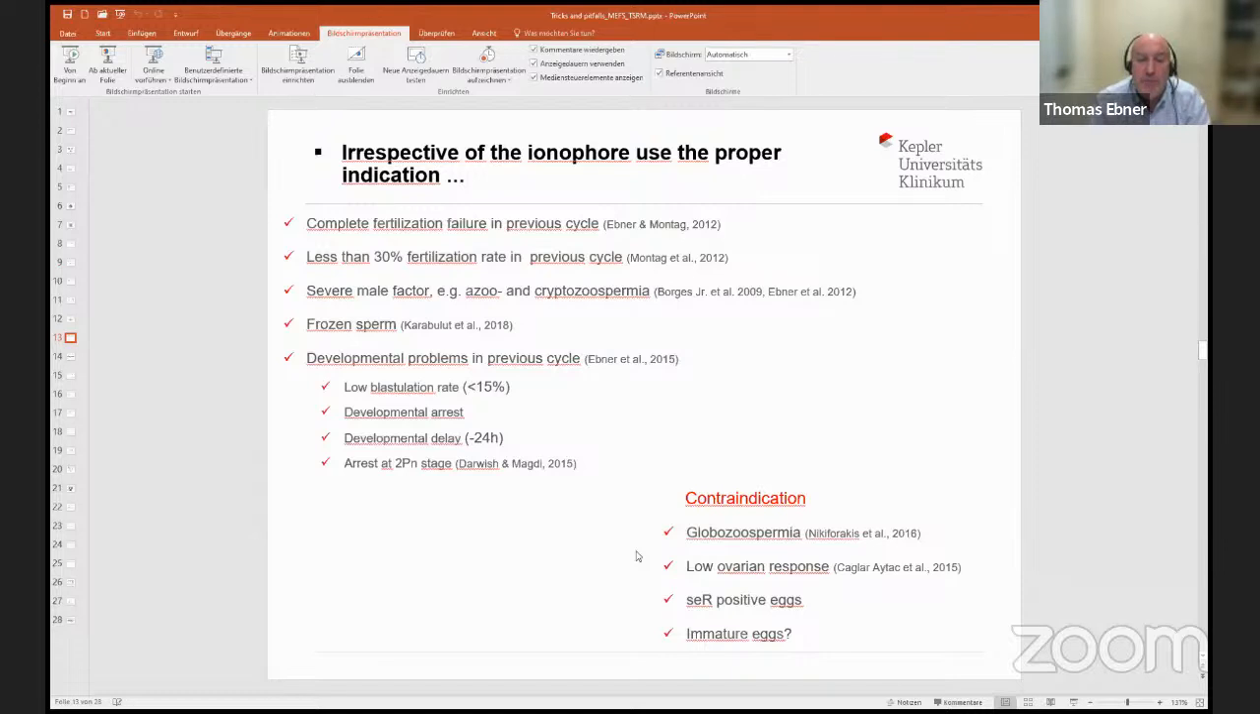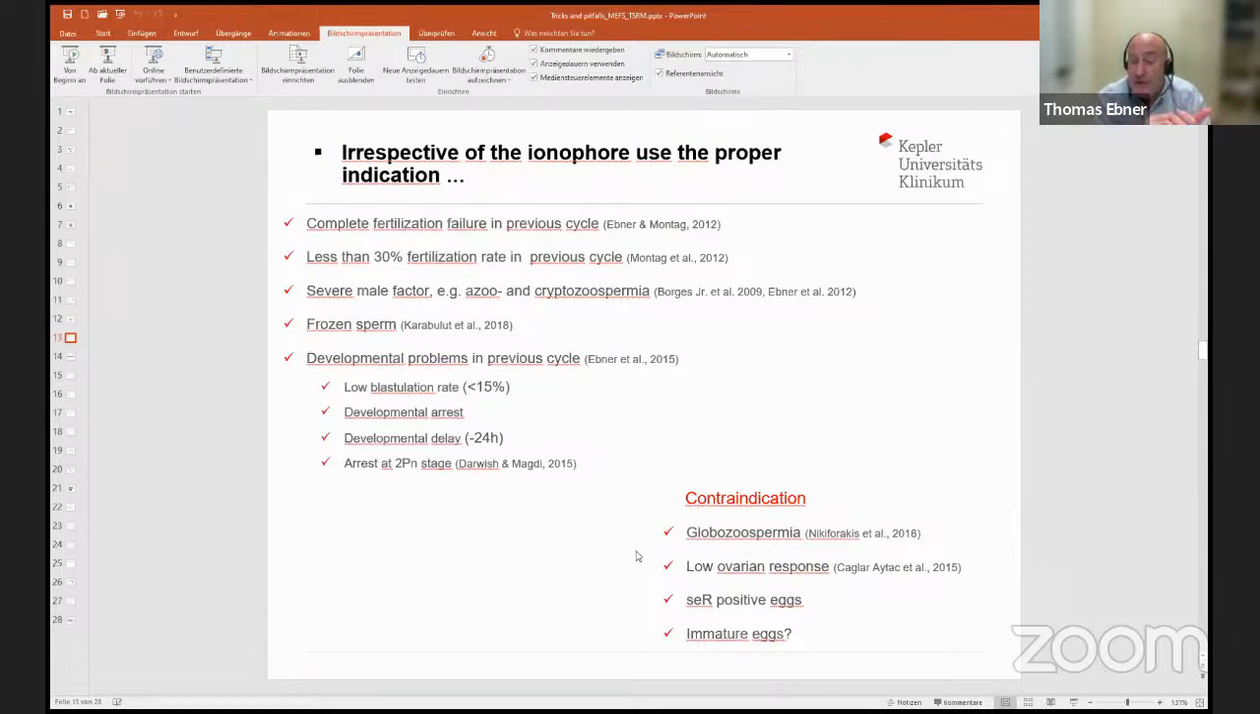If there is a developmental problem in previous cycles, this is a tricky thing, and in the next slide we're going to discuss this a little bit. But there are also some contraindications, meaning patients in whom you should not use ionophore, at least not calcimycin. And this is globozoospermia. There are case reports that calcimycin worked, but ionomycin does better. And what I learned today is that electrical activation actually works even better.